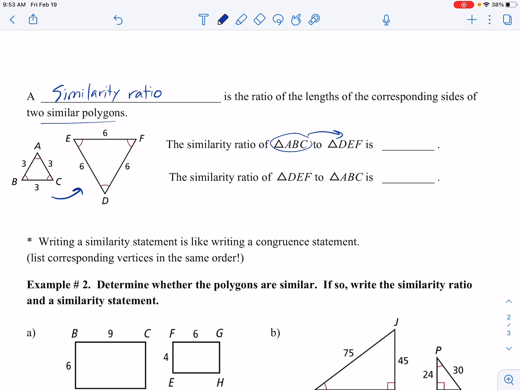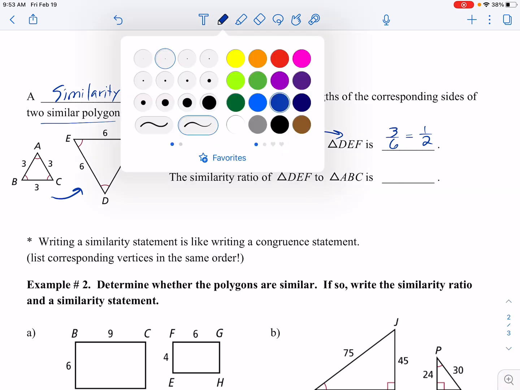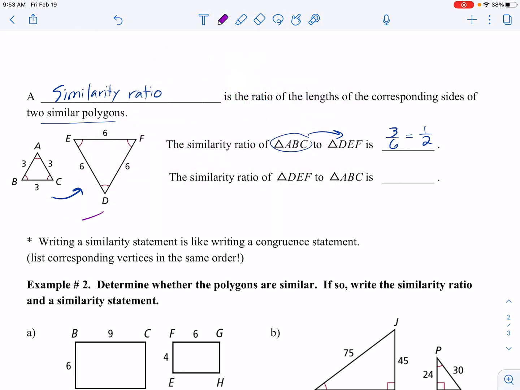So the smaller to the larger would be 3 to 6. Again, they're all side lengths of 3, all side lengths of 6, which simplifies to 1 to 2. If you were asked for the similarity ratio of DEF to ABC, that would be 6 to 3 or 2 to 1. Always reduce these down.